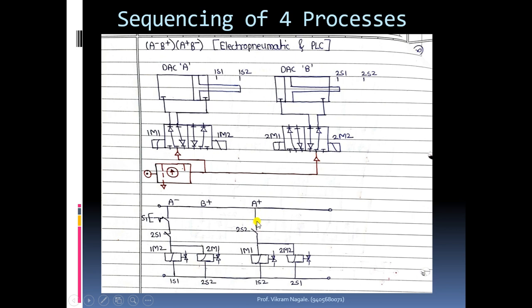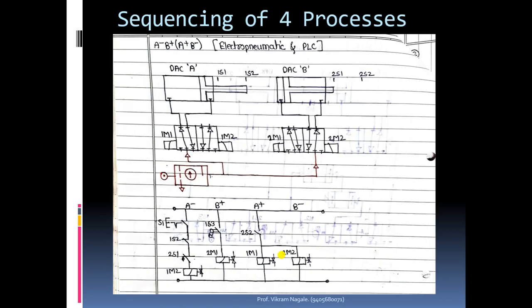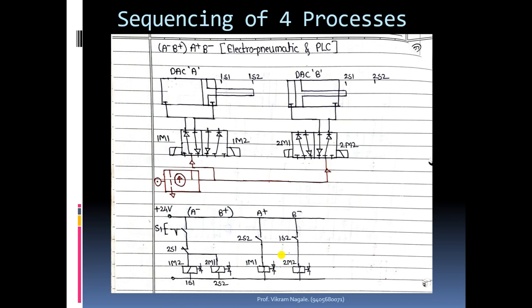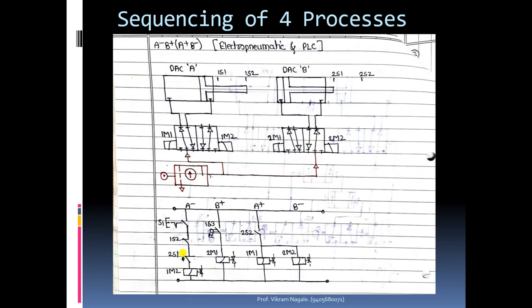हे सिरीजमध्ये येते आणि बाकी 1m2 2m1 हे तर बरोबर आहे आणि 1m1 2m2 यांना सप्लाय डिवाइड करून दिलेला आहे. Now you study this sequence A minus B plus, that is together, then A plus B minus. So yeah, case मध्ये सुद्धा it's better if you use these two, the two limit switches, 2s1 and 1s2 over here. It is used over here.